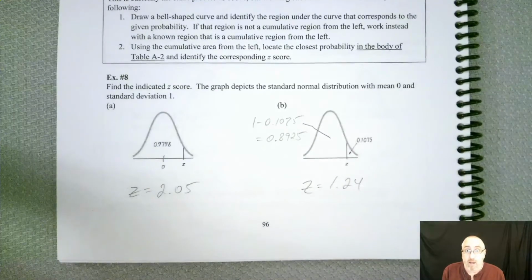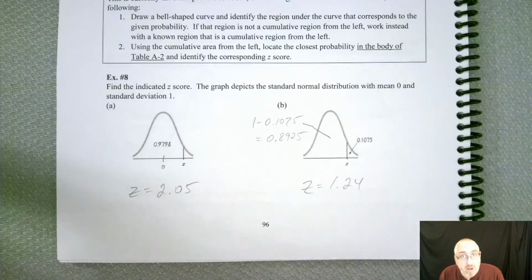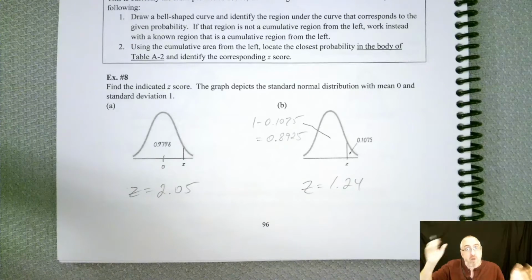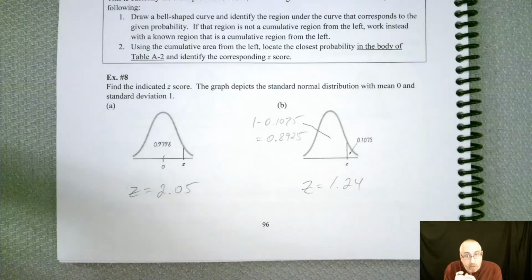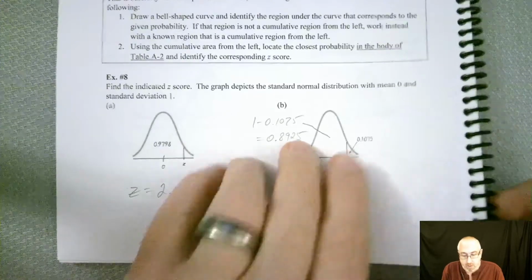And that's it. So it's not too terrible, but you just got to make sure you're using the table correctly and using it in the opposite direction. So if you're looking for a z-score, you start in the middle and work your way out to the edges. If you're looking for a probability, it's the reverse. You start on the edges and work your way into the middle. So let's do a few more.